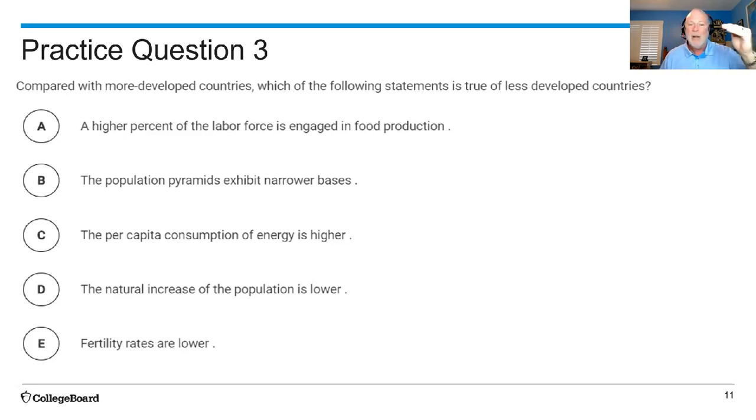They were great. But we know that it's got to be A: a higher percentage of the labor force is engaged in food production, because that's at the primary level. And the least developed countries are going to be overwhelmingly primary, right? As a country becomes kind of that mid-level economy, a lot of secondary jobs, a lot of manufacturing. As a country becomes truly well off, you're going to see that the vast majority of people working in that economy are going to be tertiary and above.